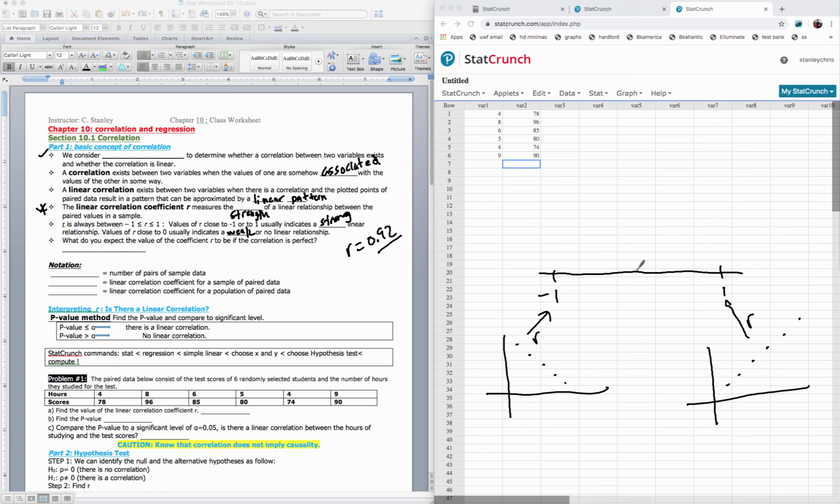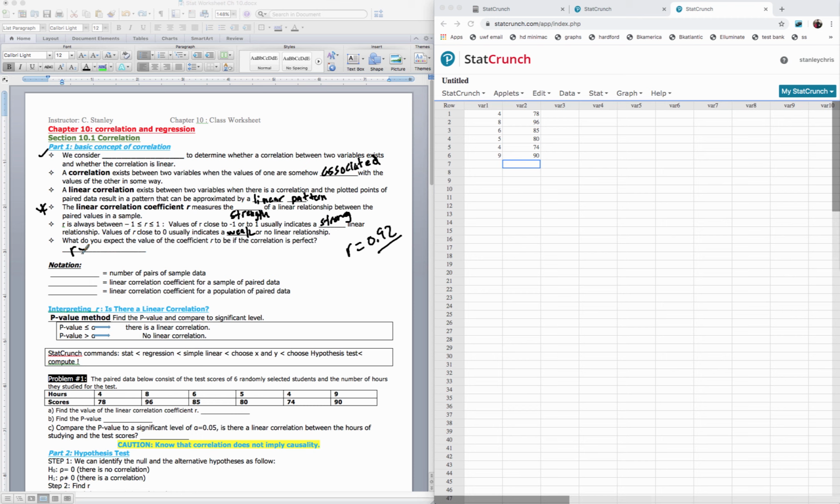And I just answered the next question. A perfect relationship, R would be either 1 or -1. Okay, so notation: the number of pairs in the sample is n. The linear correlation coefficient, we call that R. And for a population, we call this rho.